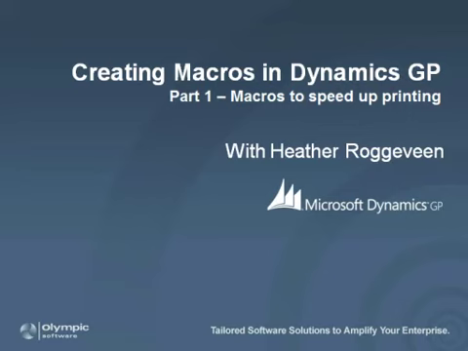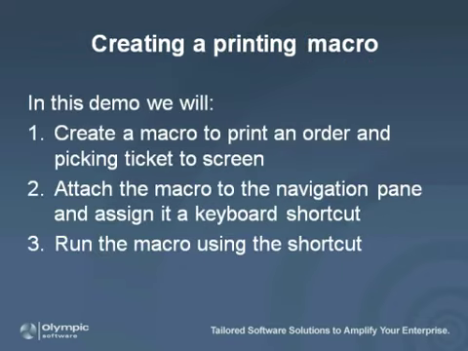Macros can be used to speed up mundane processes or processes where many keystrokes are required to complete a task. A practical example of this is printing from sales order processing. In this demonstration, we will record a macro to print an order and picking ticket to screen. We will attach the macro to the navigation pane and assign it a keyboard shortcut. Finally, we will run the macro using the shortcut.